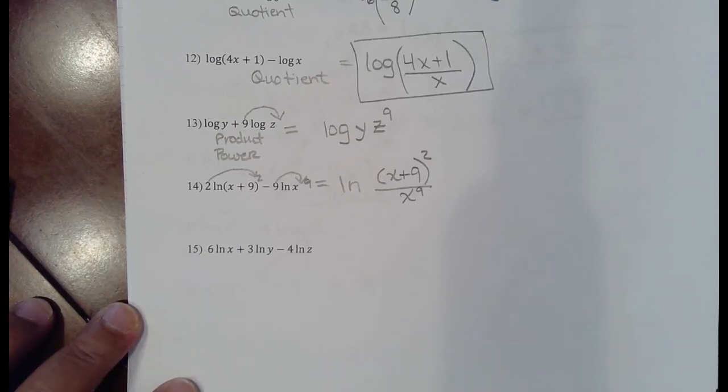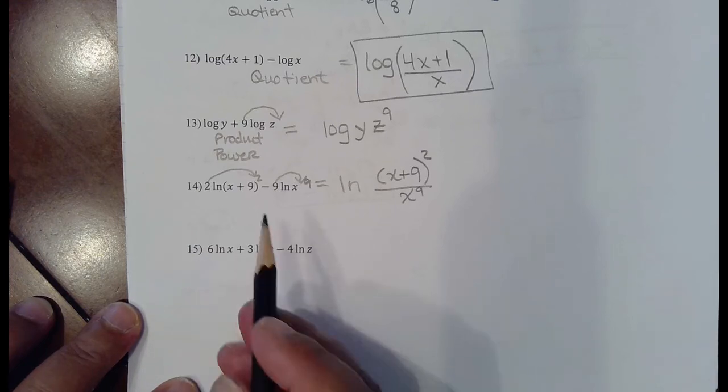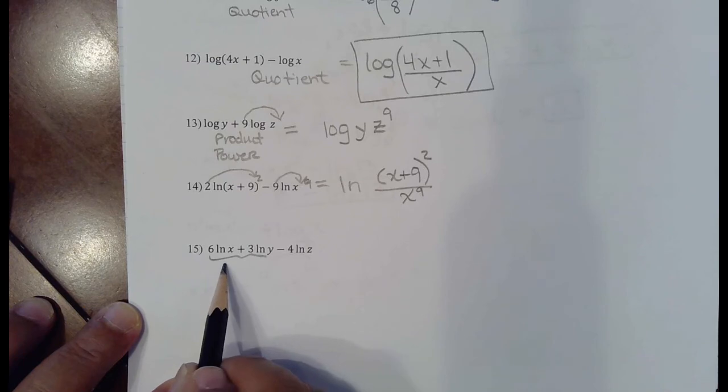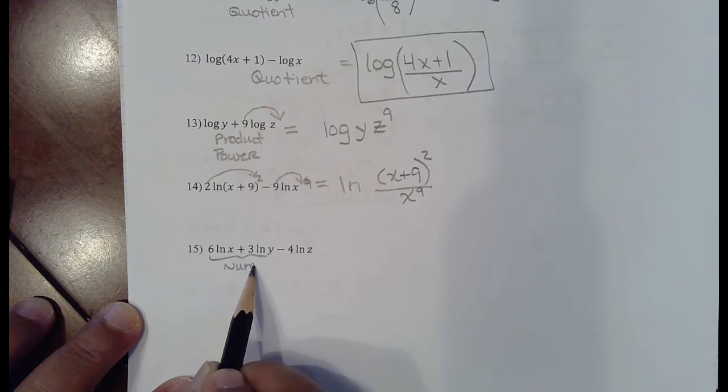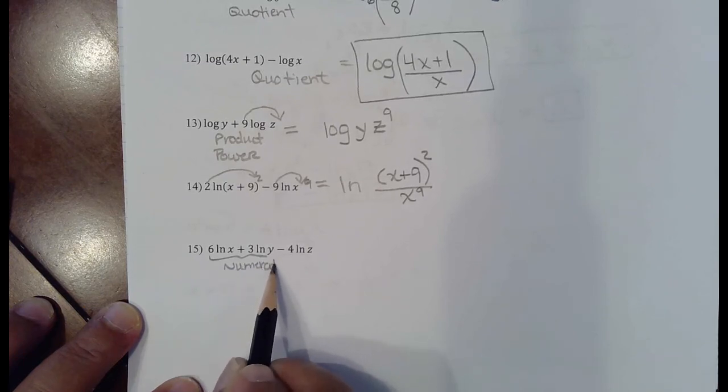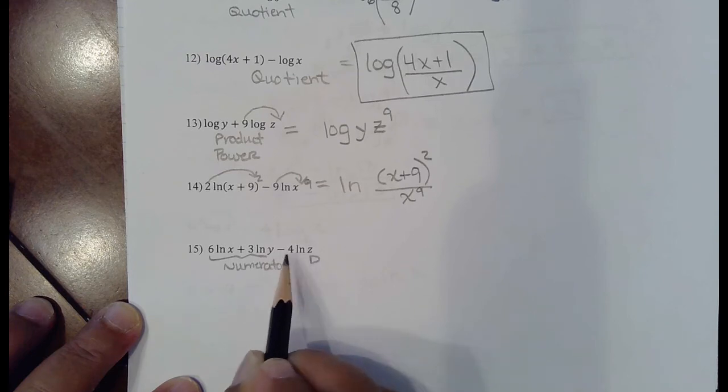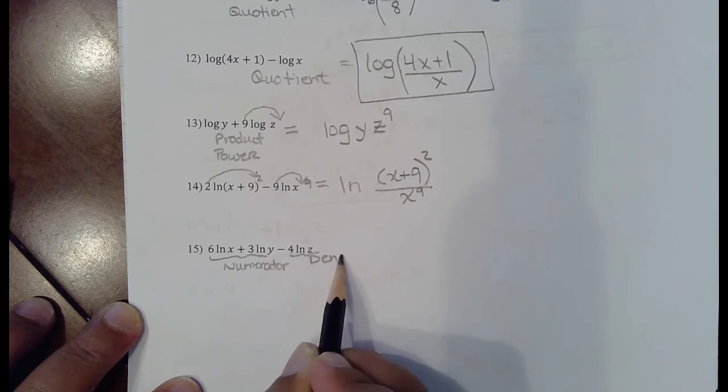Okay, here you have 3 terms. Remember, what comes after the minus sign, that's the denominator. Anything that comes before it, this is all the numerator. This is the numerator in your quotient. This is the denominator.